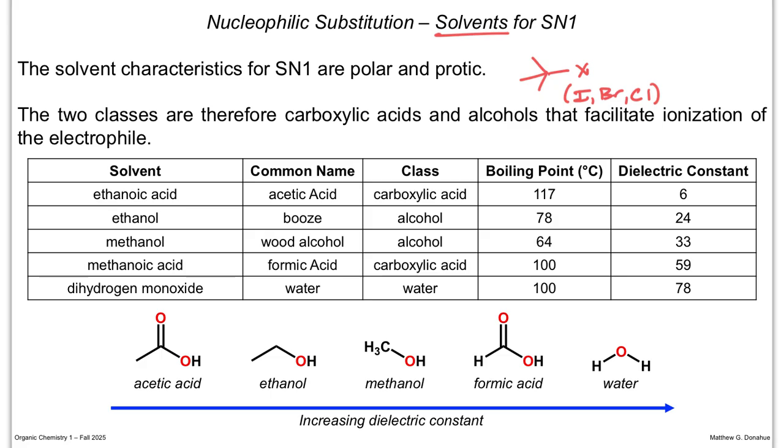So say we're starting with a substrate where the leaving group is a halogen. Some typical solvents slash nucleophiles we use are going to be carboxylic acids or alcohols. And these are arranged according to increasing dielectric constant. So acetic acid, ethanol, methanol, formic acid, and water. But really, any alcohol or carboxylic acid could be used for this.